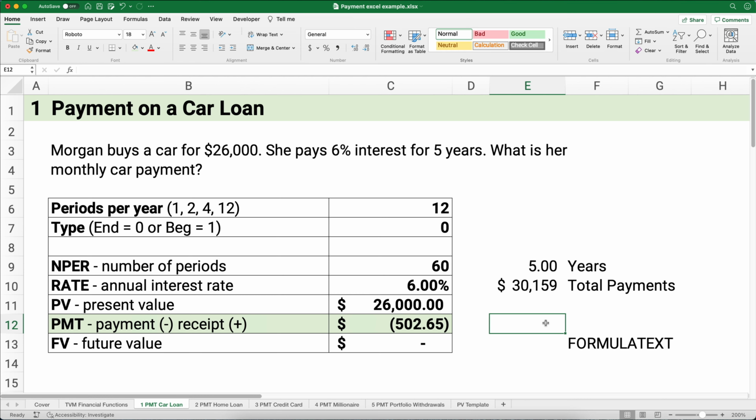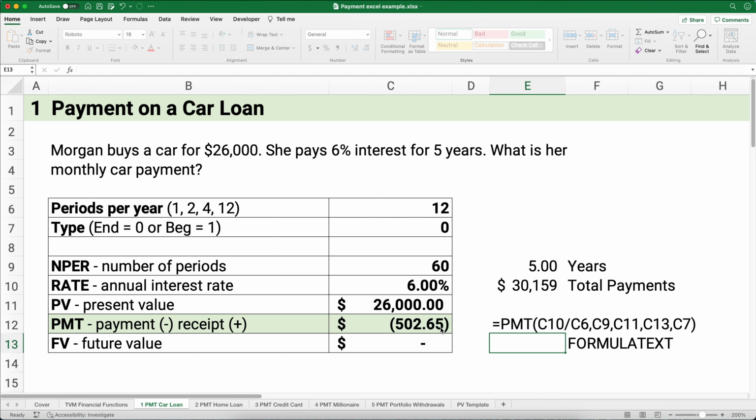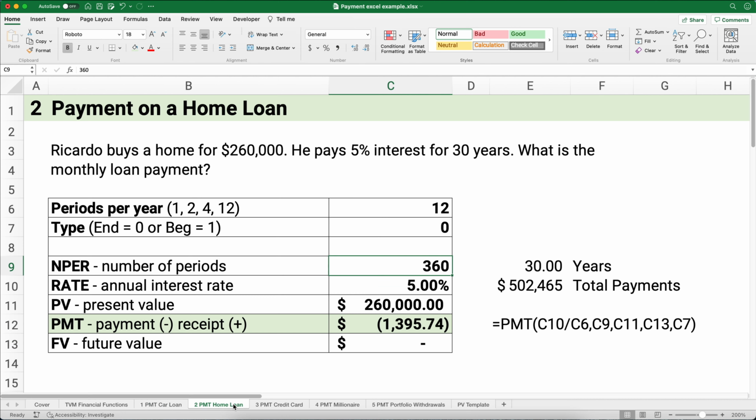So there's a little function called formula text. So formula text, and point to a cell. You want to see what the formula is. So this just shows the formula. So here's what we did. We pointed to each one of these. This is the function payment, and I do this every time so you can see it's the same formula or the function every time. All right, the next one is, this is a home loan.